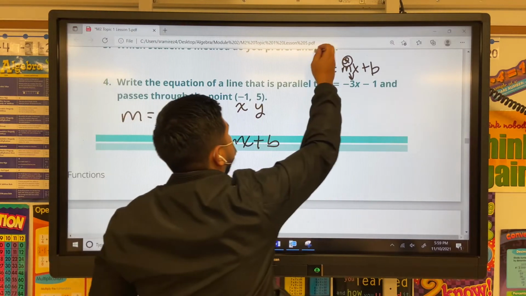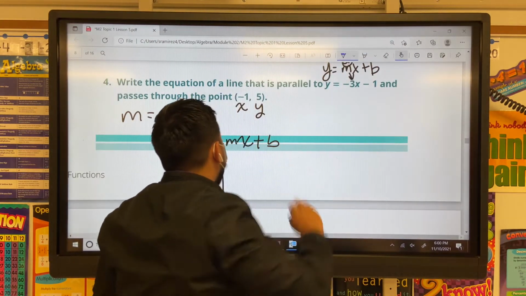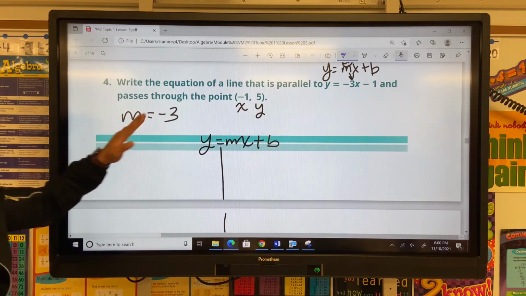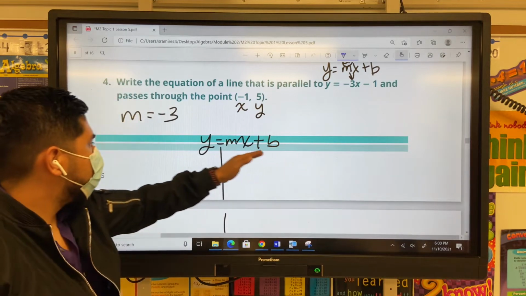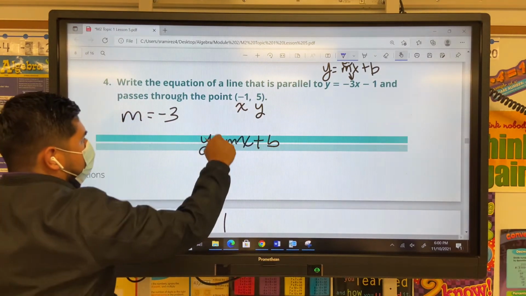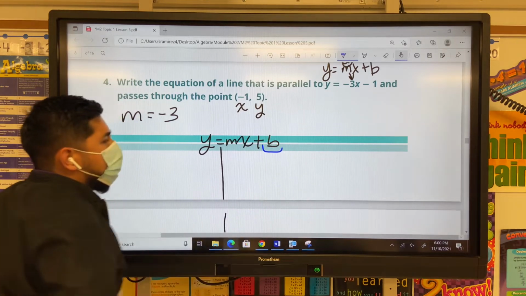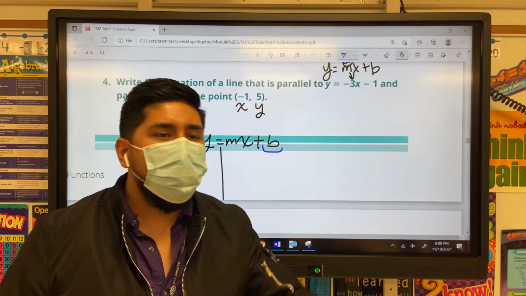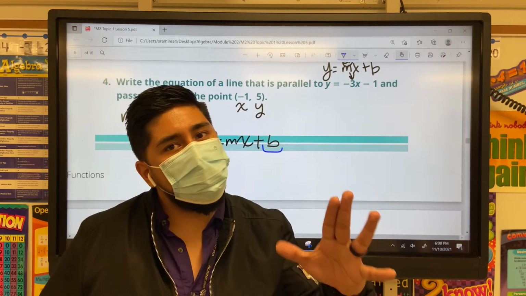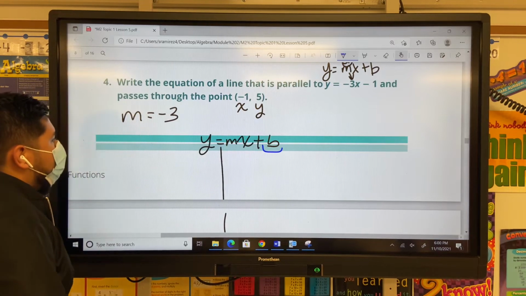Let's see what we get. Okay. M, x, y, who's missing? We got the y, we got the m, we got the x. Looks like b is missing from the party. So we have to solve for b. Very important. Pause, rewind, do whatever you can to visually see how to solve for b.